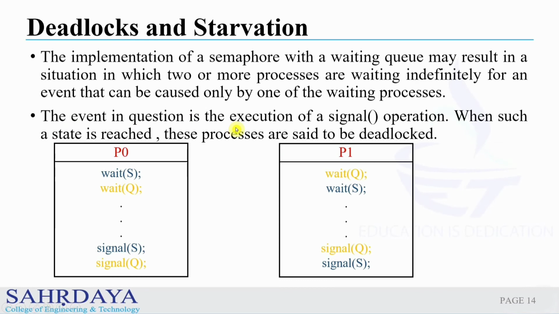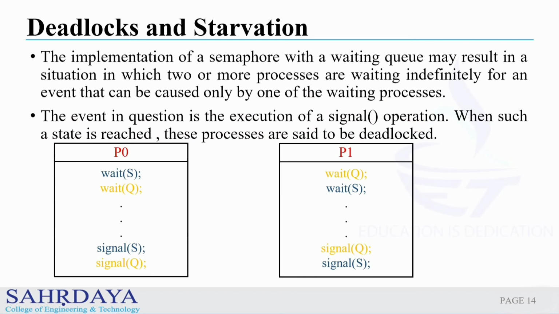The event in question is the execution of signal operation. When such a state is reached, the processes are said to be deadlocked. That means when the wait operation is not executed further, then the signal operation is not going to be executed as well. And when the signal operation is not executed, then we are not going to increment the value of the semaphore, and hence nothing is going to happen further.